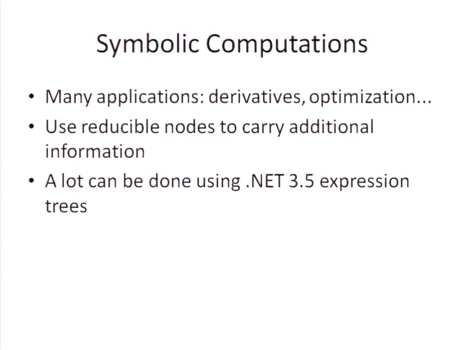The last thing that you can do is obviously symbolic computations. Applications are too many to mention. With the new DLR, or the new style expression trees, you can use reducible nodes so that you can interoperate without many problems. And a lot can already be done with the expression trees that were part of .NET 3.5. In fact, the next version of our libraries will have symbolic derivatives of lambda expressions and stuff like that.